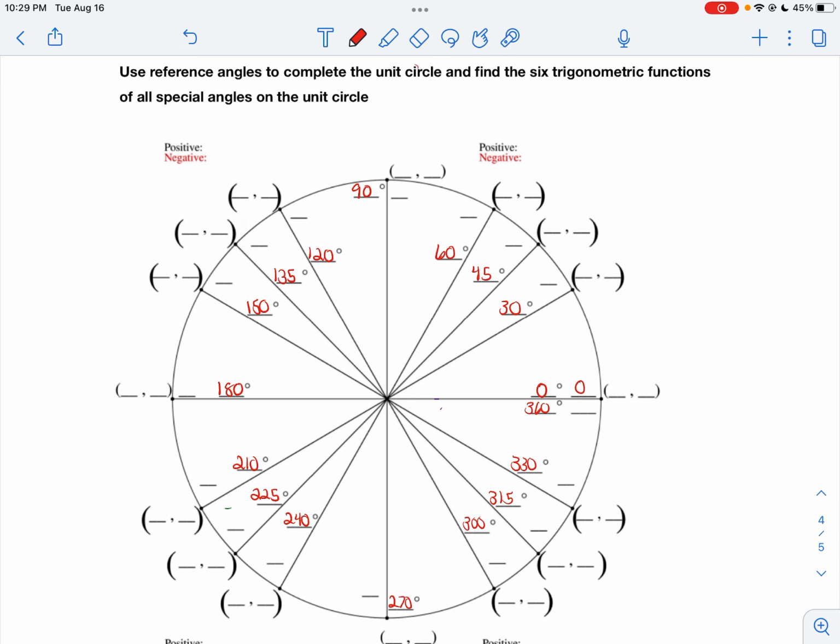0 degrees is 0 radians. 30 degrees is pi over 6. 45 degrees is pi over 4. 60 degrees is pi over 3. 90 degrees is pi over 2. 120 degrees is 2 pi over 3. 135 degrees is 3 pi over 4. 150 degrees is 5 pi over 6. 180 degrees is pi.